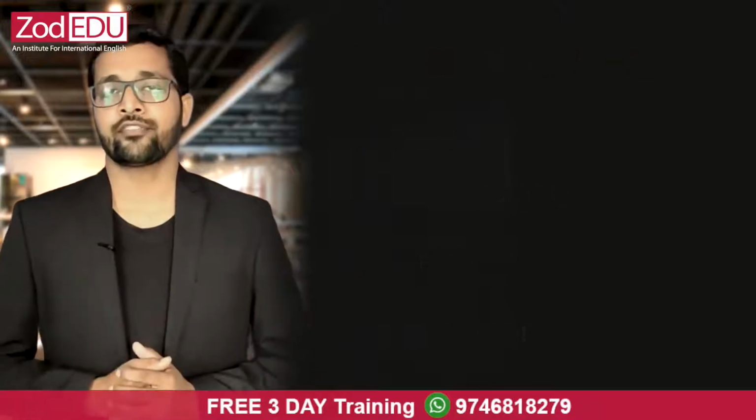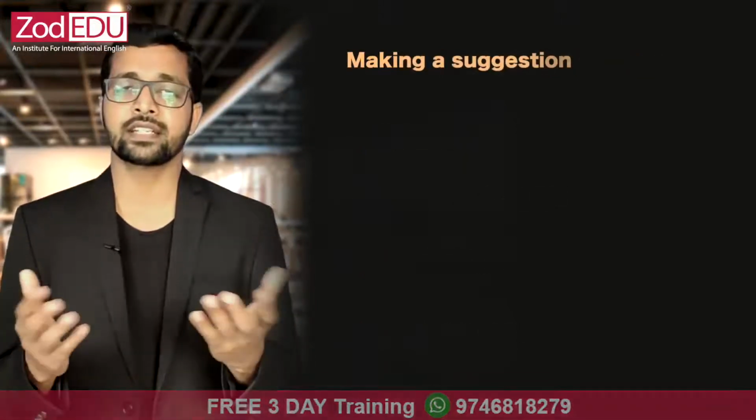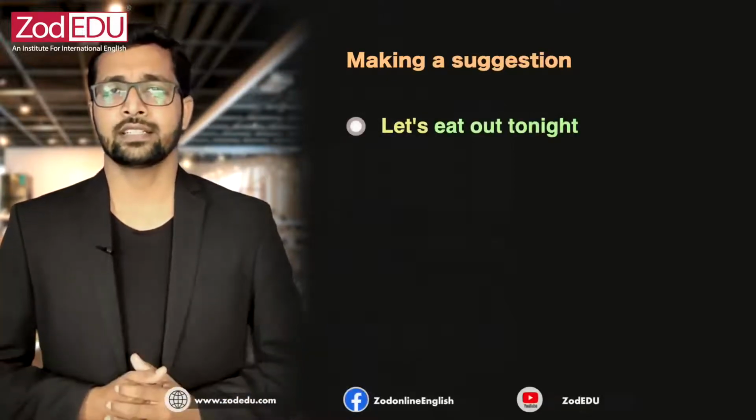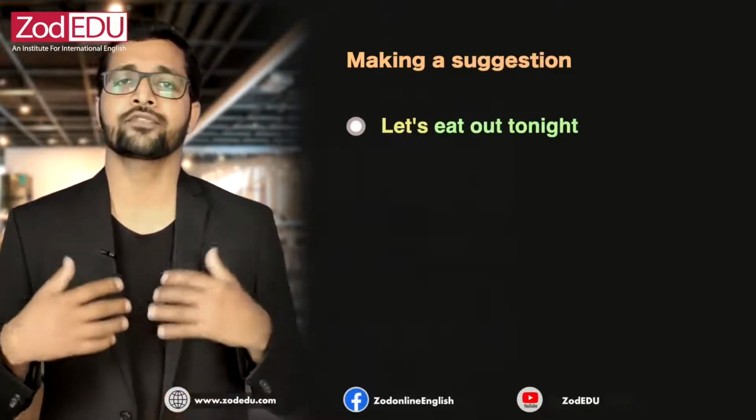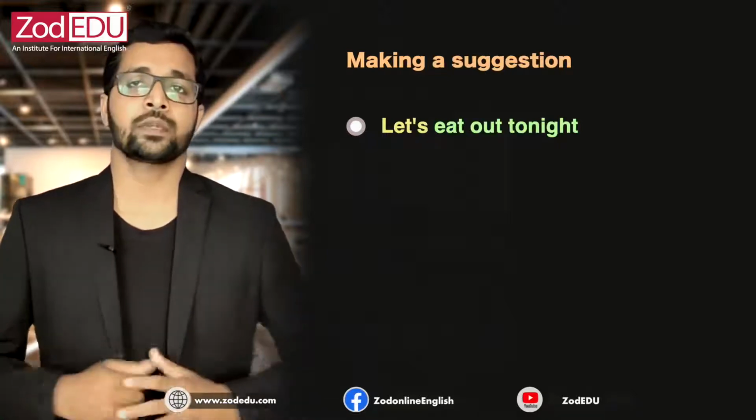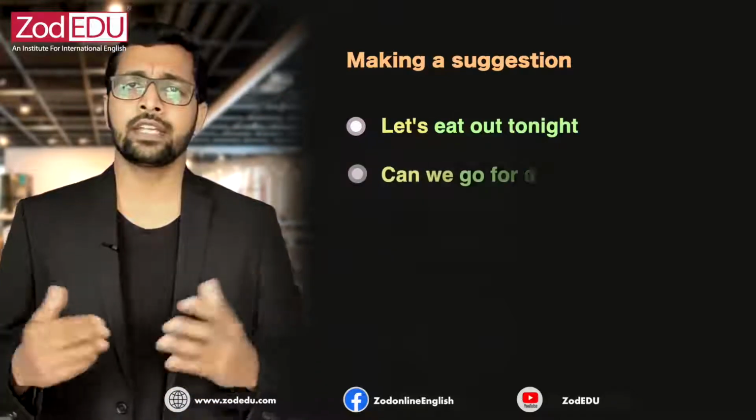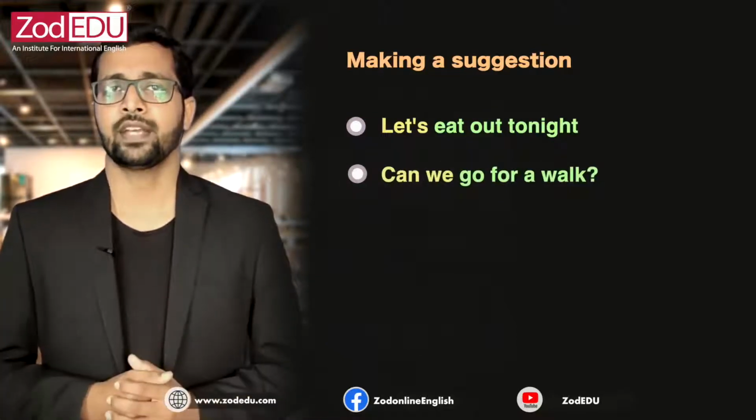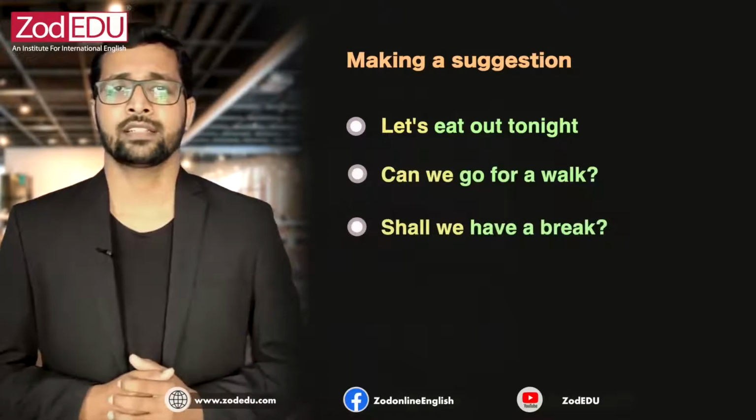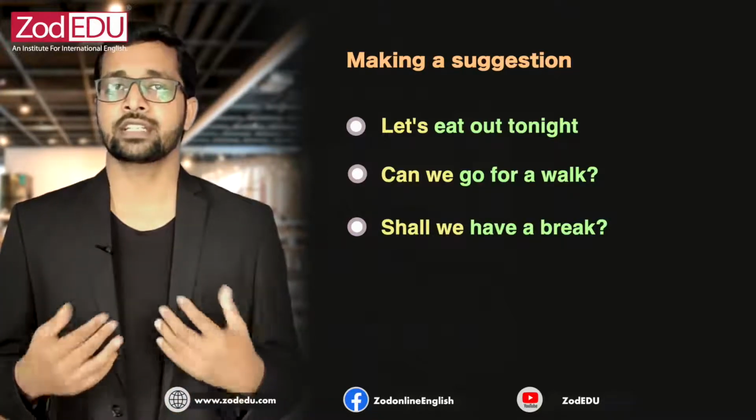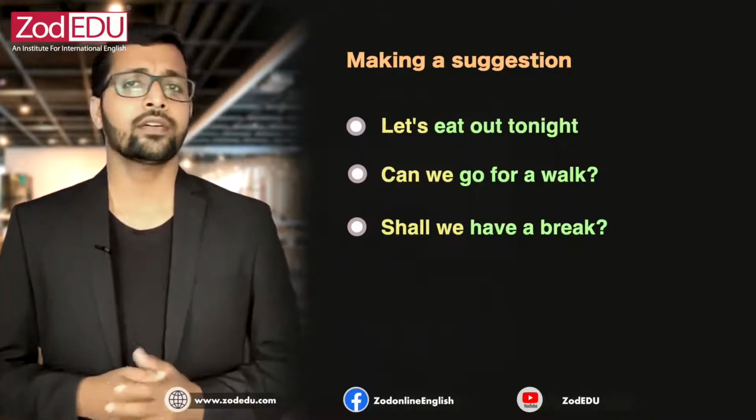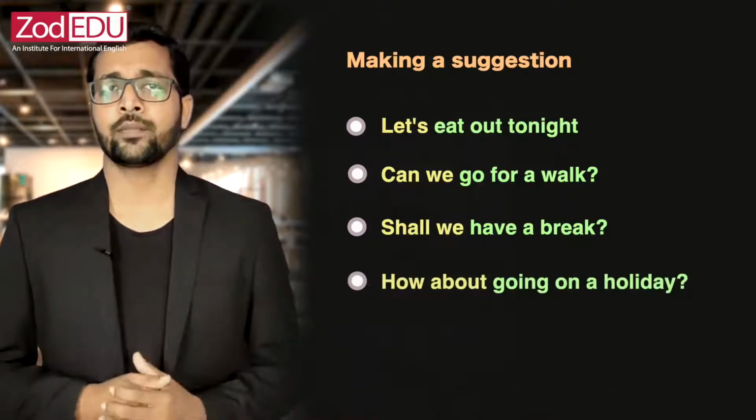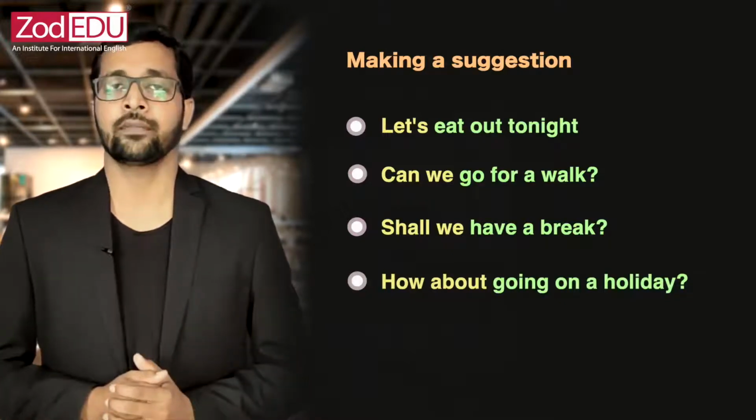Now let's look at some common phrases that you can use for making suggestions in English. First one, let's eat out tonight. It's a kind of suggestion. And you can use another expression, can we go for a walk? Or shall we have a break? Or how about going on holiday? നമുക്കൊരു ഹോളിഡേക്ക് പോയാലോ? How about going on a holiday?